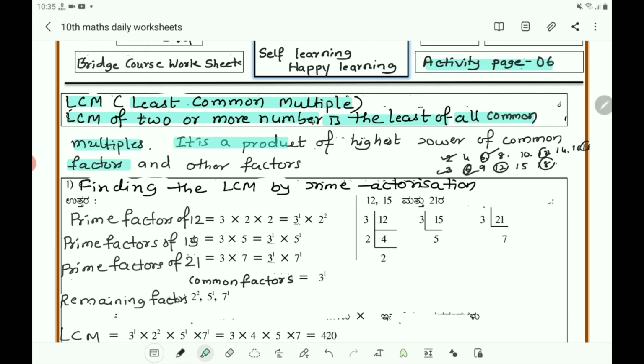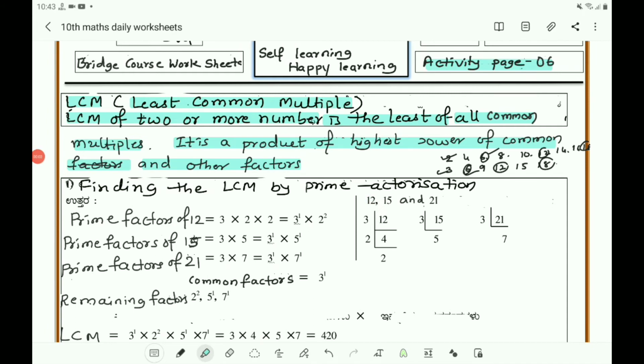That is the product of the highest power of common factors. If there are common factors, you must take the highest power of the common factors and also the other factors. It is the product of the highest power of the common factors and other factors. So let us take one example here. Find the LCM of 12, 15 and 21.